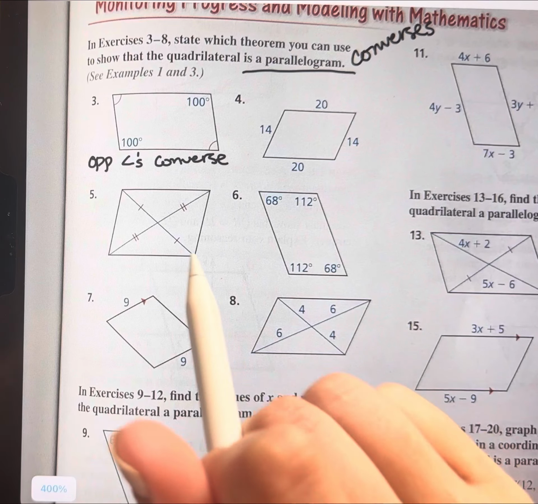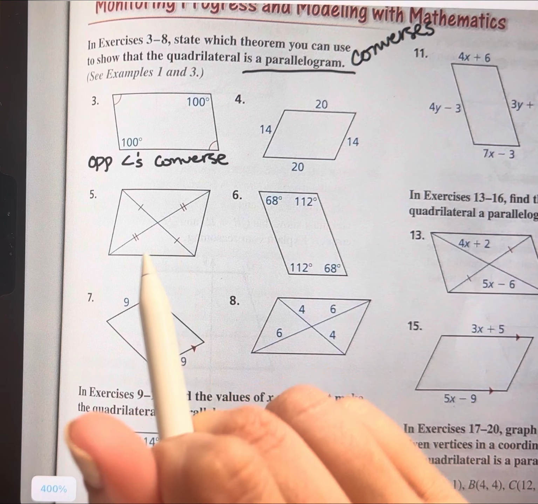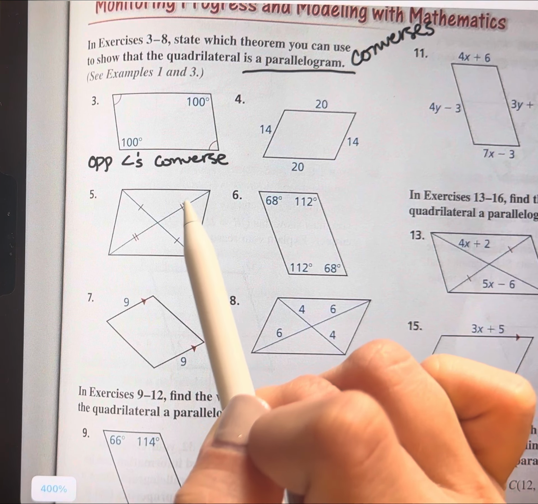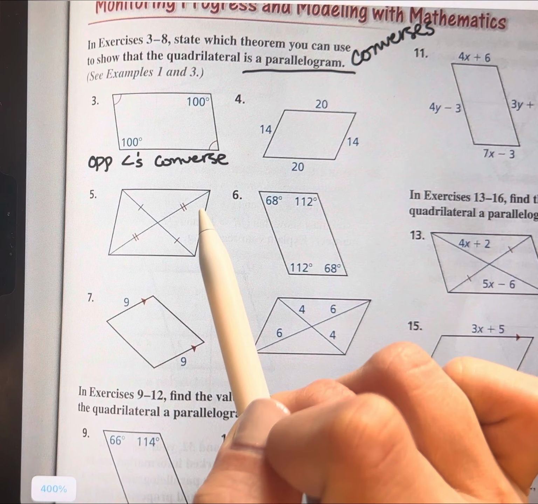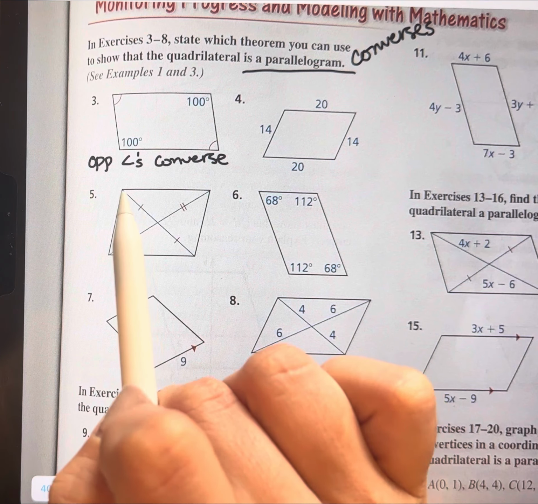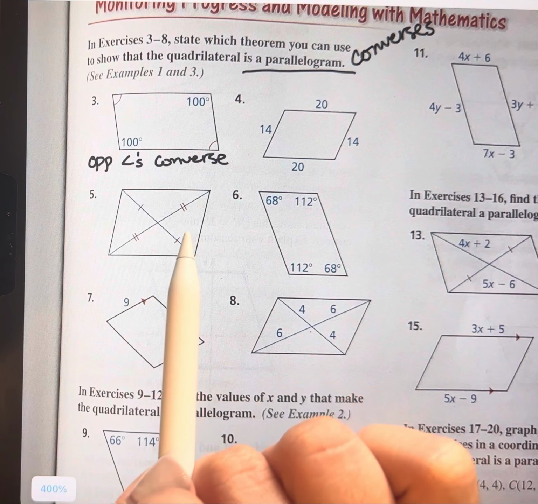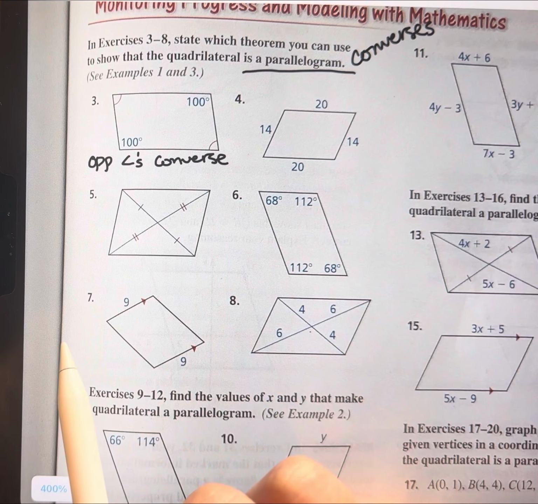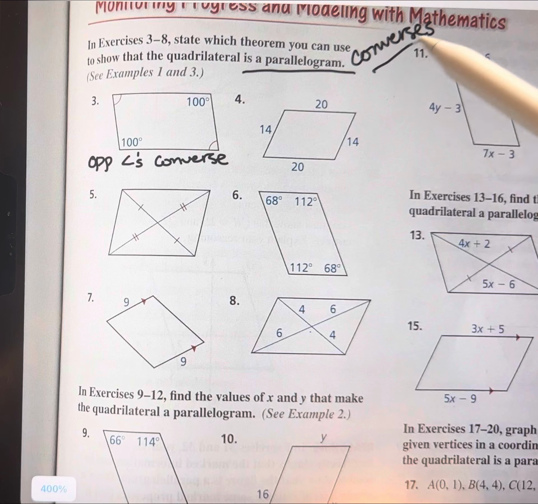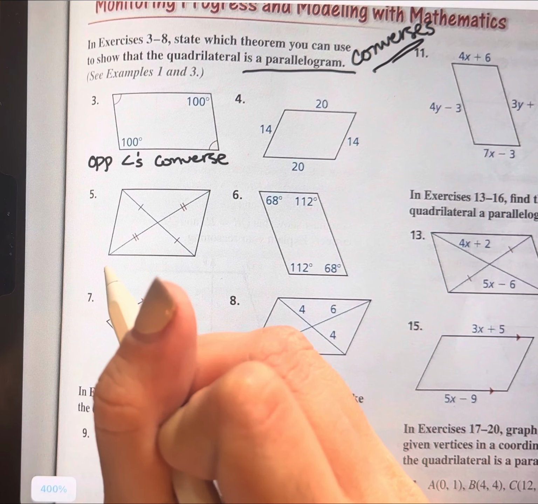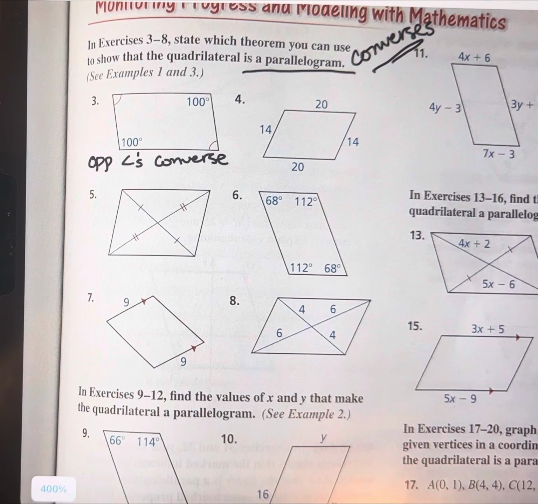Number 5. In number 5, it's showing me that this diagonal is bisected because this half and this half are congruent, and that this diagonal is bisected because this half and this half are congruent. So the diagonals have bisected one another. And again, because we're showing something's a parallelogram, that's the converse. So this is the diagonals converse?